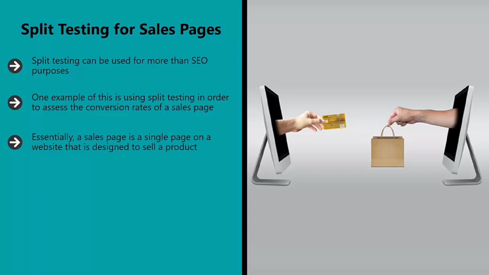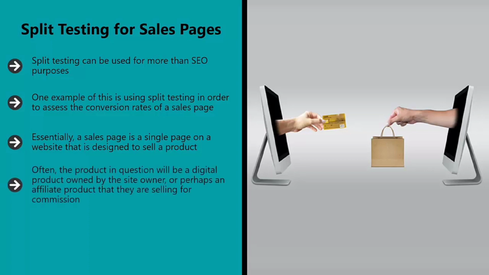Essentially, a sales page is a single page on a website that is designed to sell a product. Normally, this works by providing a whole lot of text, often in a vertical pillar, that explains the virtues of the product and that slowly reels the reader in until they are overcome with the urge to click buy. Often, the product in question will be a digital product owned by the site owner, or perhaps an affiliate product that they are selling for commission.